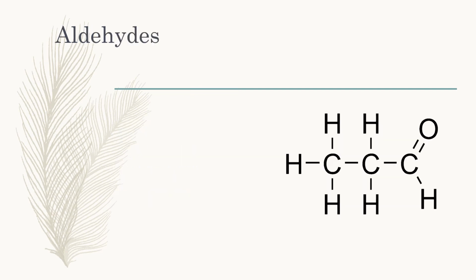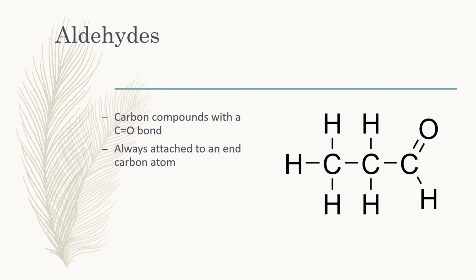Aldehydes. Aldehydes have a double bonded oxygen bonded to a carbon, but they are not an acid, because they don't have a hydroxyl group. It's always attached to an end carbon, so at the very end of the carbon chain, could be a side chain though. And they have an -anal ending. And this one is propanal. Prop because it's 1, 2, 3 long, anal because of the aldehyde C double bond O.